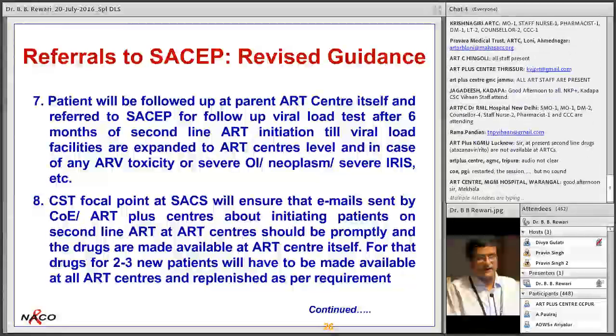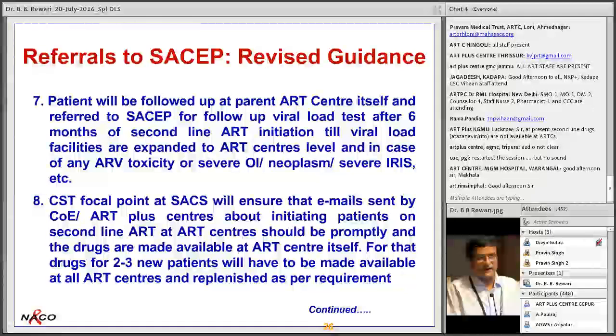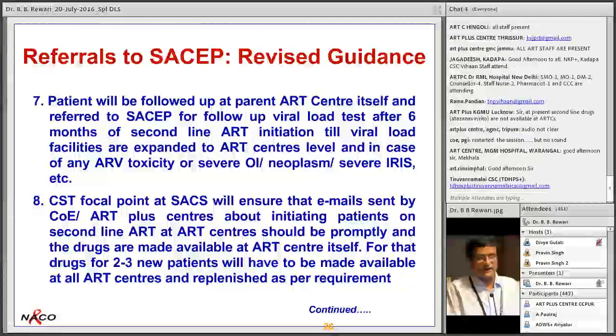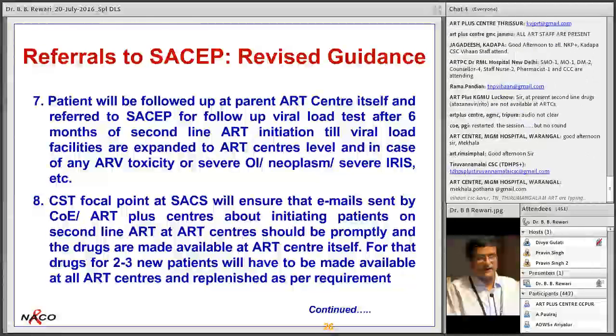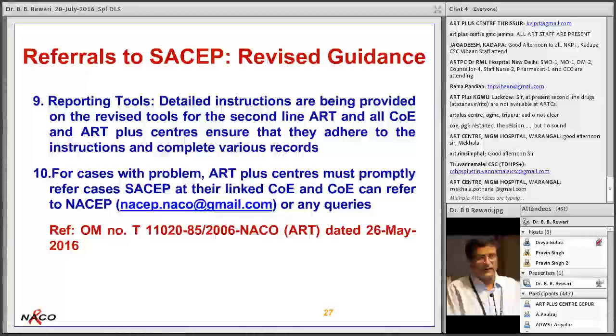Now once the information has gone to the referring center that you now have to start second line in this patient, the CST focal point at SACS has to note that they will have to send these drugs to the concerned ART center. For the high load centers, SACS should ensure that drugs for 2 to 3 new patients are already available at the center and are replenished as per requirement. Detailed instructions are being provided on the revised tools and cases with problems.